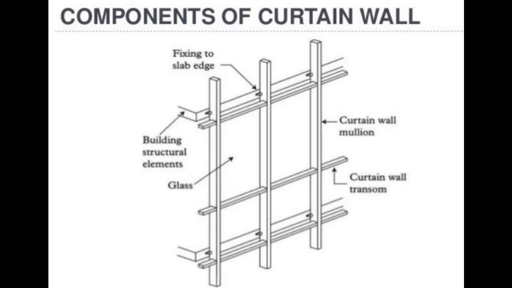Then there will be vision glass. So glass will be the last material to be added according to the purpose. It can be vision glass, it can be opaque, it can be mirror, or any other type of glass, or any other material can also be used in place of the glass. So these are the basic components of a curtain wall.